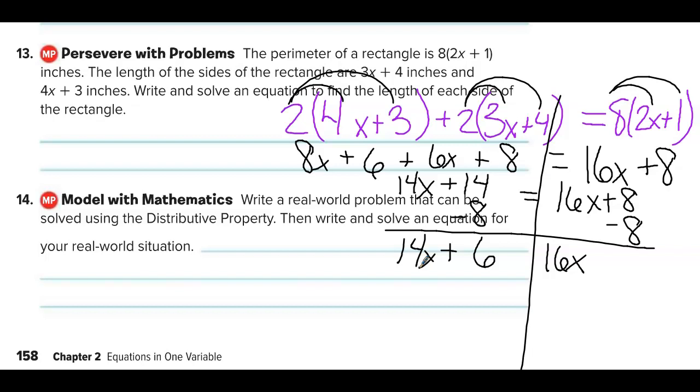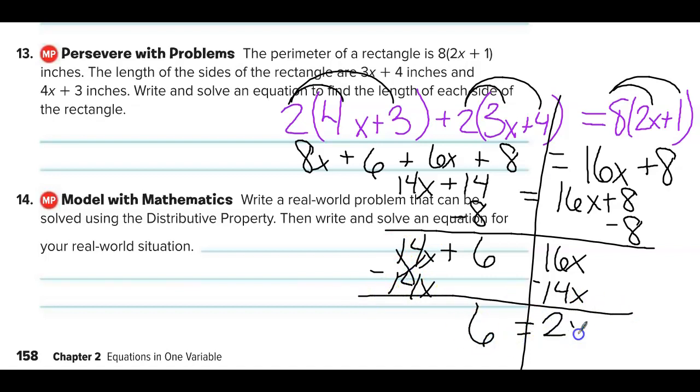Okay, so we've got all of our numbers on the same side. Now we need to get all of our x's on the same side. So I'm going to subtract 14x because it's a positive. That makes a zero pair. I get 6 equals 2x. And now my last step is to divide by 2. So x equals 3. You've got to put it here.